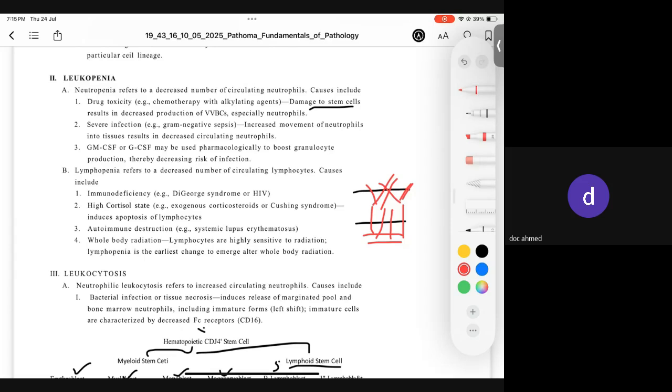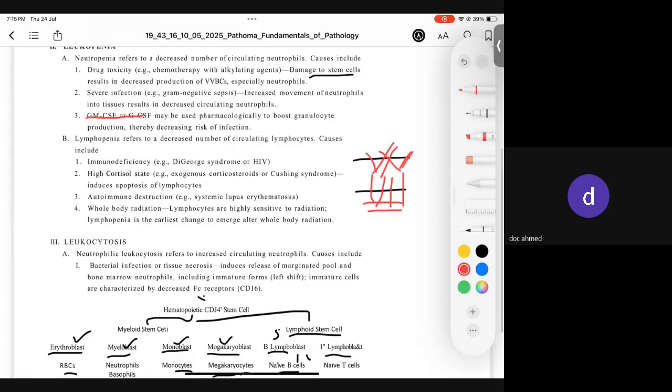The idea is that most of the neutrophils are leaking out of the blood. So if you look at the level of neutrophils in the blood, that would obviously be low. So we are going to call that neutropenia, right? Okay, so GM-CSF and G-CSF may be used pharmacologically to boost granulocytes. We know that GM-CSF and G-CSF basically boost your granulocyte production. If you remember from pharmacology, we discussed this concept there as well as in our immunology, right?